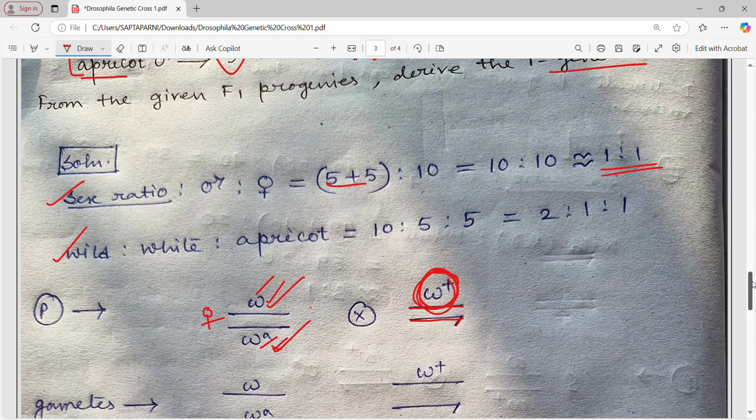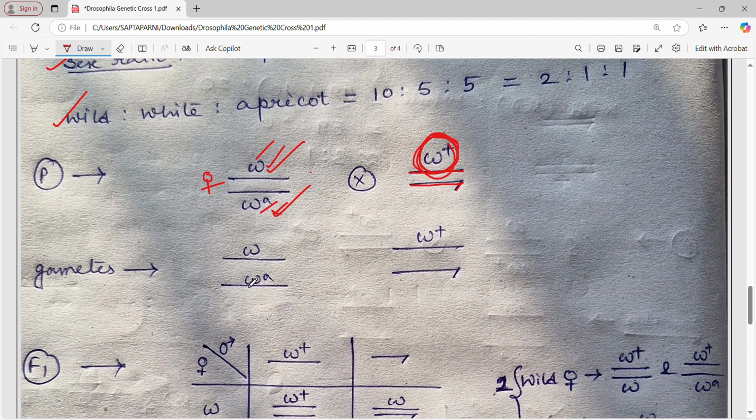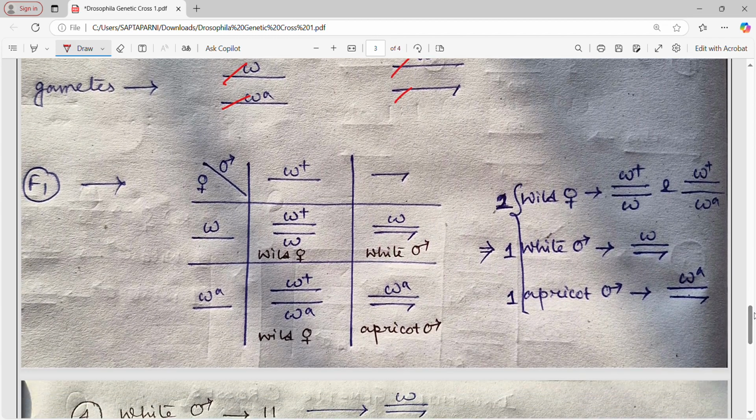Got it? So now form the gametes. There will be two gametes, W gametes and WA gametes from mom. And there will be two gametes, W plus and Y chromosome from father. Now let's do the Punnett square here. Here we have written the gametes from father and here the gametes from mother. So the gametes from father is, let's check once more.